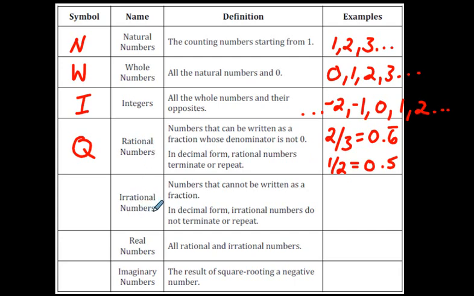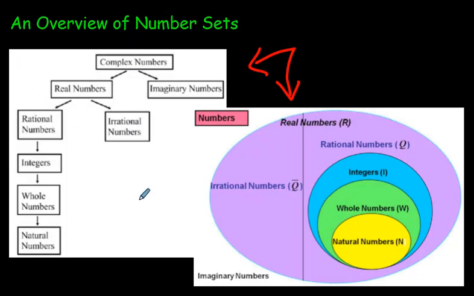An irrational number is a number that cannot be written as a fraction. And in decimal form, irrational numbers do not terminate or repeat. Okay? So an irrational number.